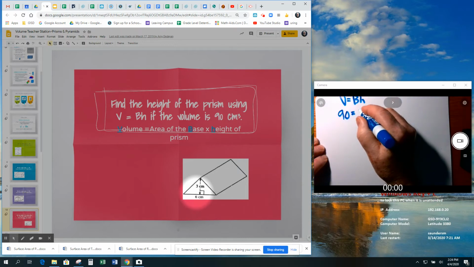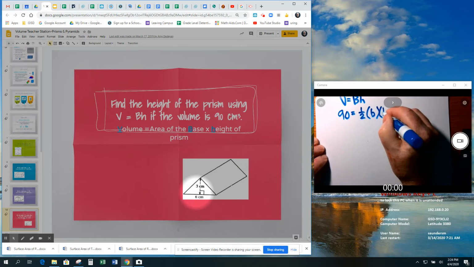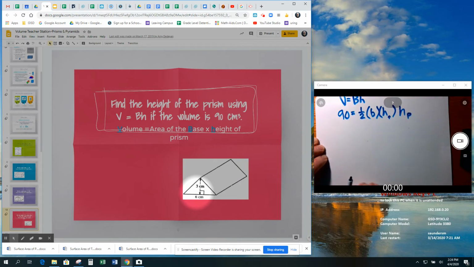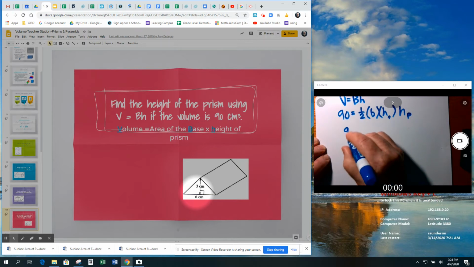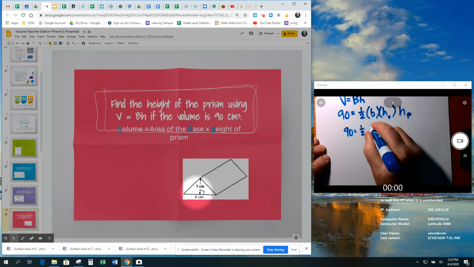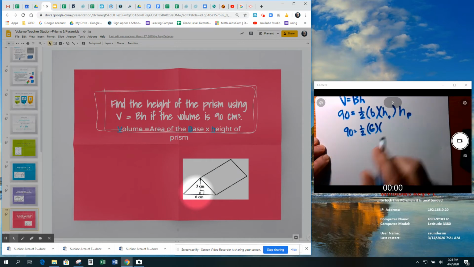So 90 equals 1/2 times little b times h of the triangle, and then h of the prism. Okay, try to keep track of my heights here. All right, so I'll start plugging things in again. 90 equals 1/2, and little b of our triangle is 6 centimeters. And the height of the triangle is 3 centimeters.